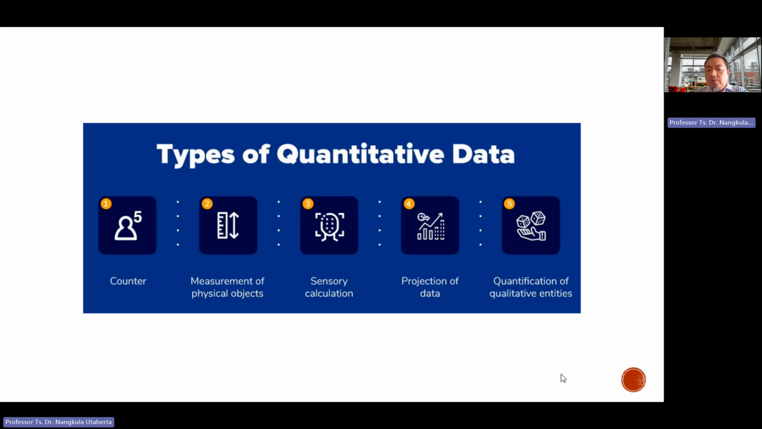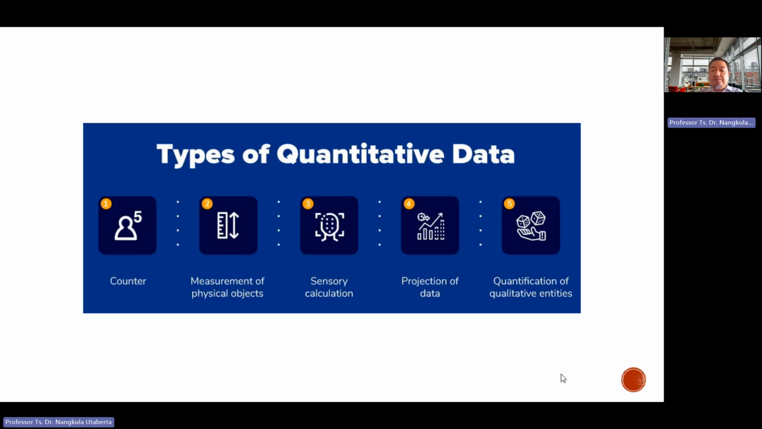What kind of data are you looking for in quantitative research methods? One is counts. Counts mean numbers. How many percent say yes? How many percent might say no? How many percent agree with you? How many percent disagree with you? Those kinds of things we call counts.